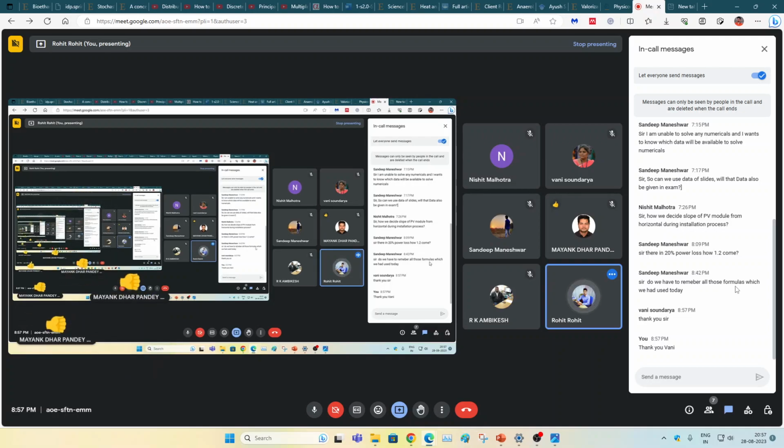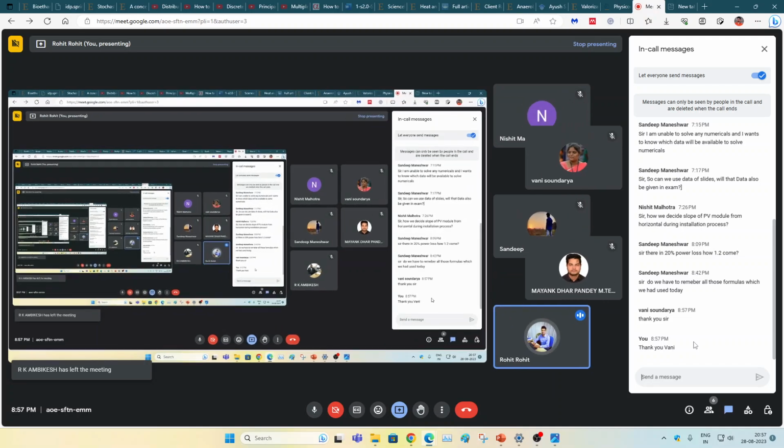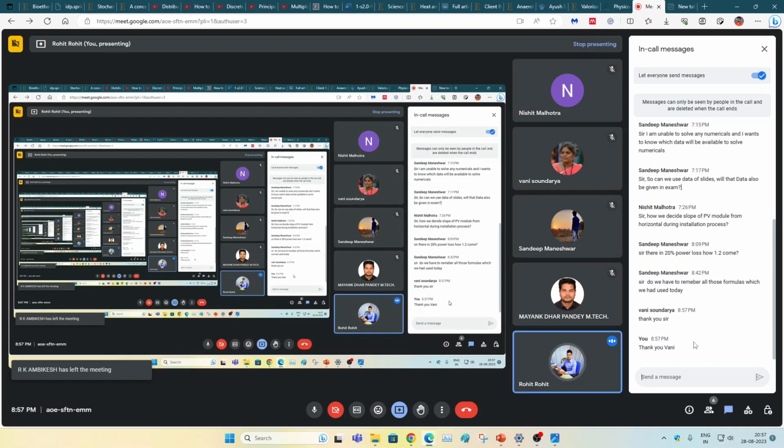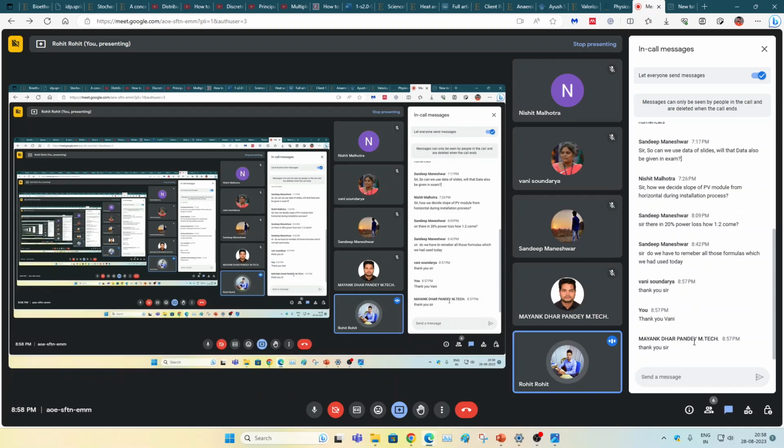Sir, do we have to remember all those formulas which we had used today? Sandeep, we don't need to remember the formulas. You just need to understand. Today there was no formula. We didn't apply any formula. We just balanced it. P equal to PI. You have read this formula in class 10th also. So only the formula for depth of discharge and SOC you need to remember. The rest of the big formulas are just balancing the equation. So don't worry about it.